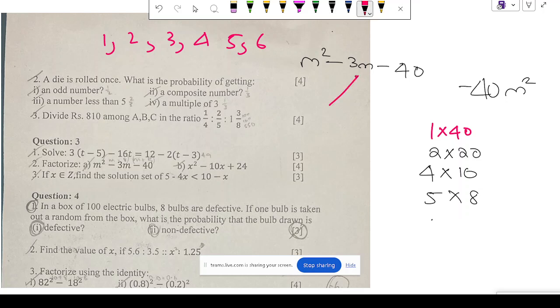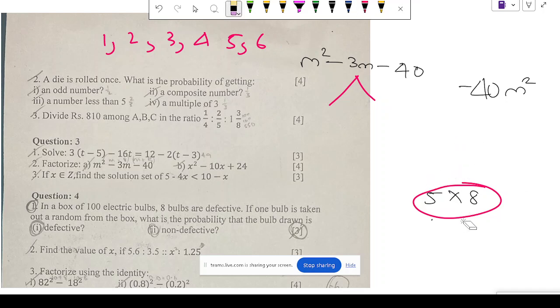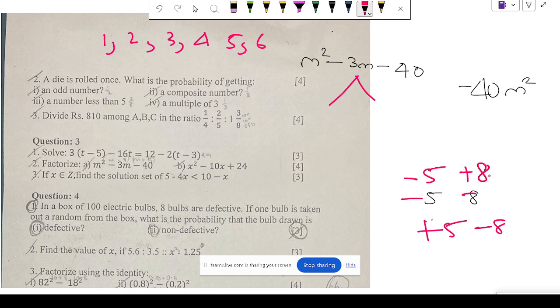So 5 into 8. Then after that? That's all, sir. Now, how do you check this? 3m. Which combination will give you 3m? 5 into 8, sir. 5 minus 8. Yes. So other numbers, we just ignore. Now tell me which combination will give minus 3m. Is it plus 5, minus 8, minus 5, minus 8? Minus 8 and plus 5. Yes, correct.